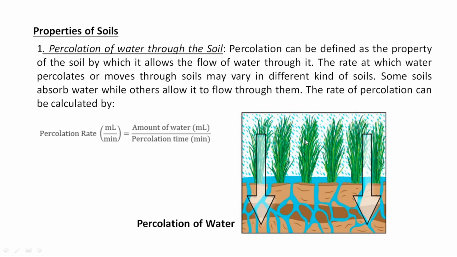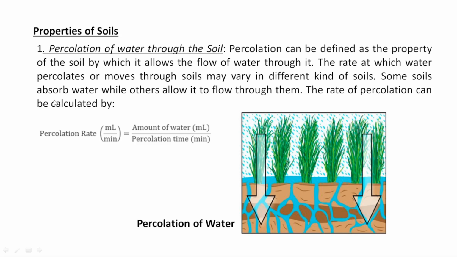It is not absorbing, or rather it is absorbing, but it is passing through. It is going from one side of the soil to the other side. That is percolation. The rate at which water percolates or moves through the soil may vary in different kinds of soil. Those soils that can hold the water have very less percolation. But those soils which cannot hold water, like sandy soil, have more water percolation.